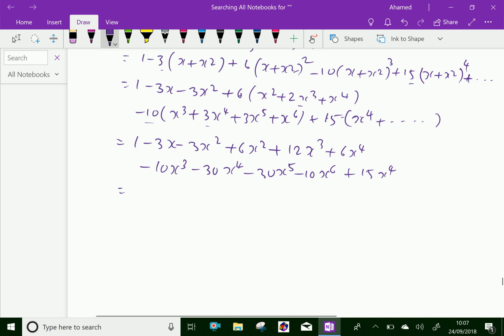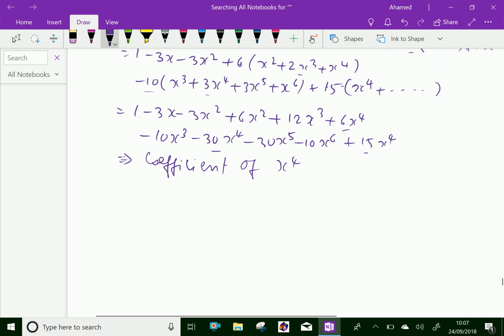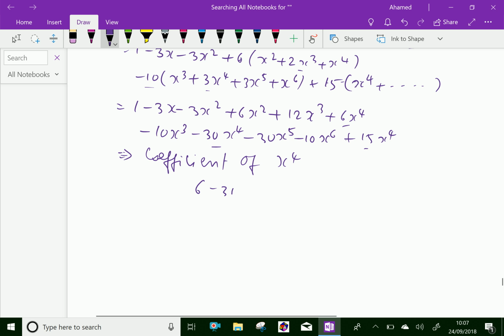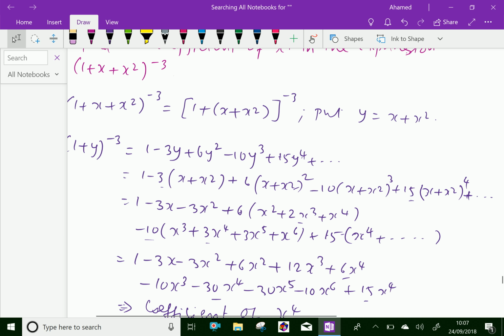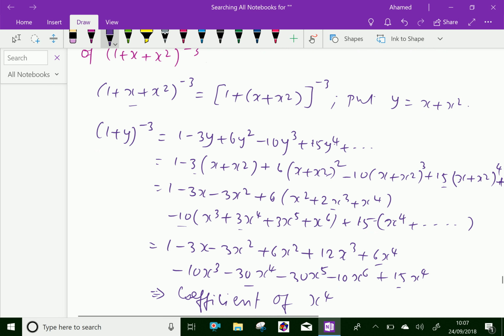Now for the simplification, you get the coefficient of x power 4. Here is an x power 4 term, and one more x power 4 term, 15 and the 6. Therefore, you get 6 minus 30 plus 15, which gives minus 9. Therefore, in the expansion of (1 plus x plus x square) whole power minus 3, the coefficient of x power 4 is minus 9.